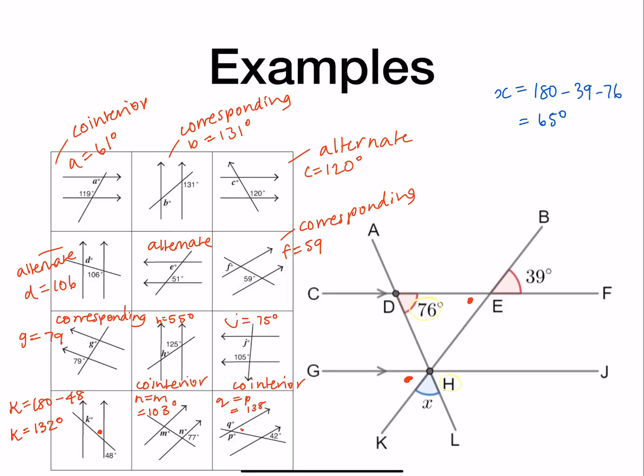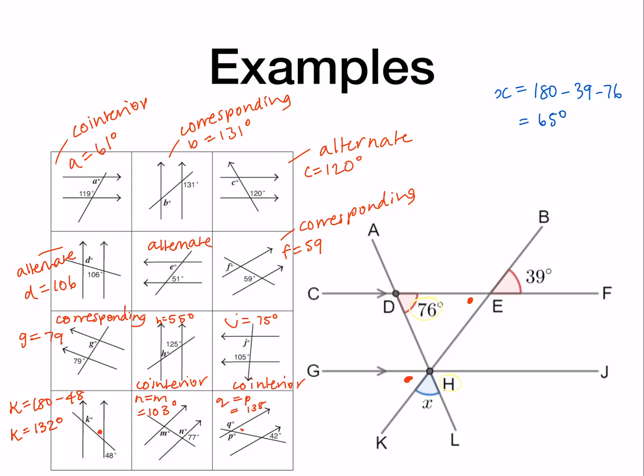And then putting it all together, you've got a few examples of both. To the left, it's just about picking whether they are co-interior, corresponding or alternate, and then what the value is. So of course, when it's co-interior, they're adding up to 180. If they're corresponding or alternate, then they're going to be exactly the same value.